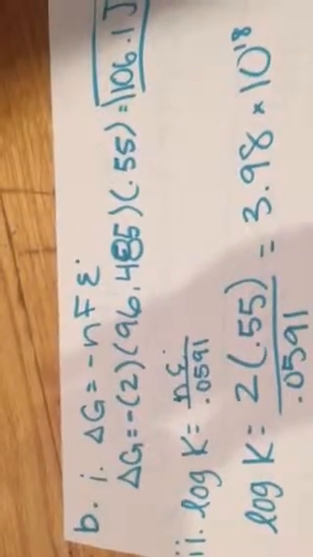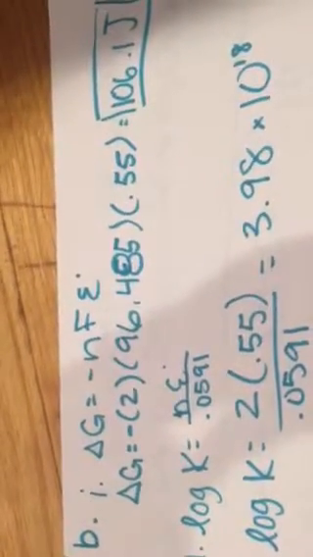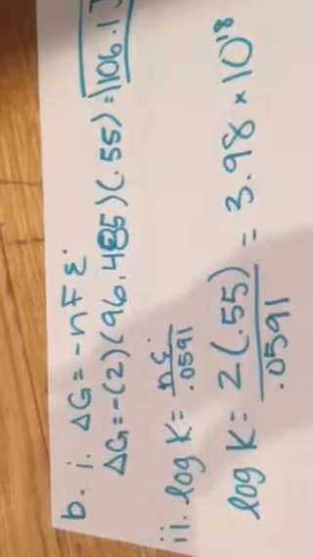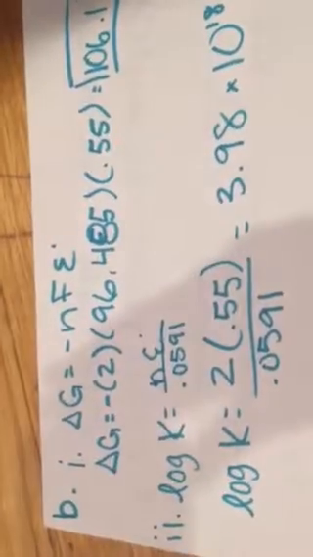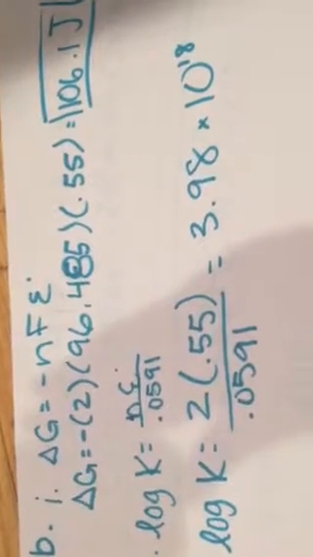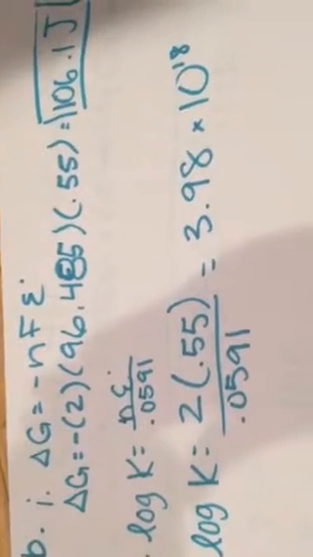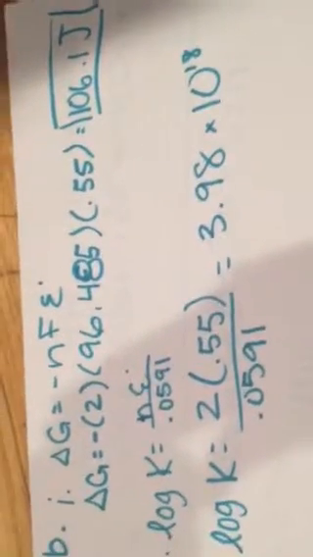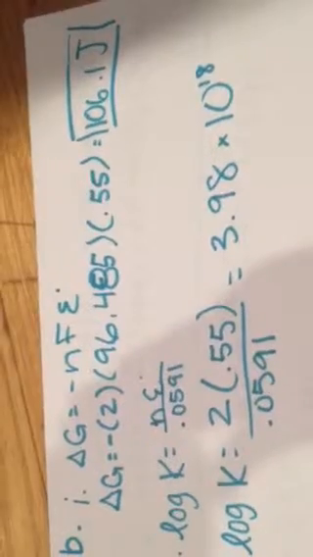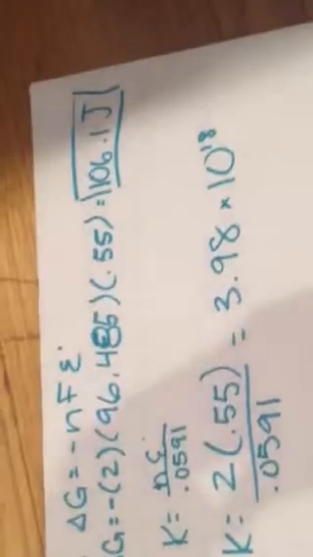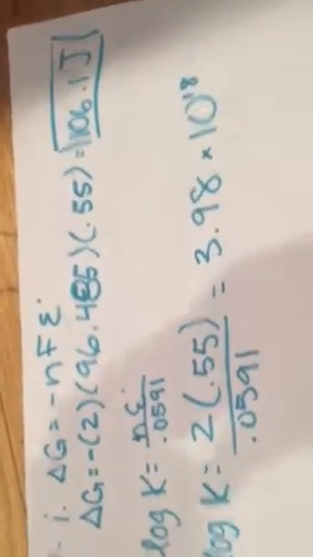So we go to part B, and we use the equation delta G equals negative nFE. So n is the number of moles of electrons, F is Faraday's constant, and then E is what we calculated in part 3. So we use delta G equals negative 2. We use 2 electrons in our total equation. And then Faraday's constant is 96,485. And then our E that we got was 0.55. So that gives us 106.1 joules.